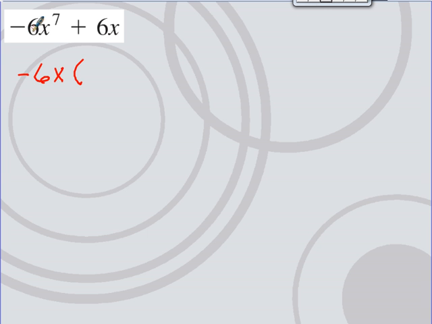Negative 6x times, okay, negative 6 times 1 gives you negative 6. X times x to the 6th gives you x to the 7th. Negative 6 times negative 1 gives you positive 6x. There's step 1. This is a good one.